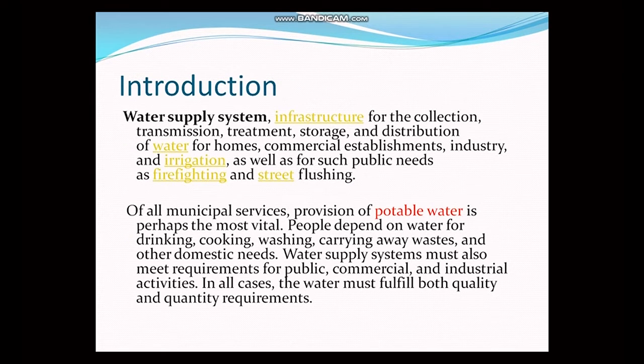Water supply system is the infrastructure for the collection, transmission, treatment, storage, and distribution of water for homes, commercial establishments, industry, and irrigation, as well as for such public needs as firefighting and street flushing. Of all municipal services, provision of potable water is perhaps the most vital.